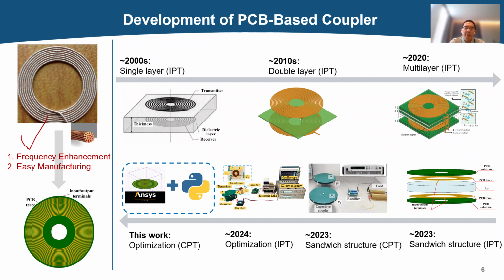In 2020, multi-layer PCB-based couplers were developed to allow greater design flexibility and to support higher output power and improved efficiency. In 2023, a sandwich structure coupler was introduced, where the FR4 dielectric material was replaced with air between the copper traces on both the transmitter and the receiver sides. This design significantly reduced power losses and improved performance. Further optimization of this sandwich structure was carried out in 2024.